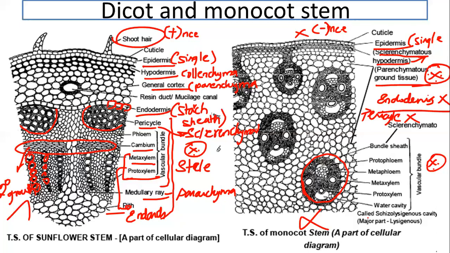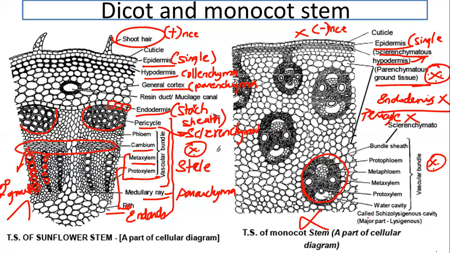All tissues except epidermis will be present within the endodermis. What are those tissues? Vascular bundle as well as pericycle, right? In monocot there is no endodermis, so it is all scattered. When we talk about vascular bundle, dicot has an endarch vascular bundle, and monocot also has an endarch vascular bundle. But the vascular bundles in monocot are closed, whereas in dicot they are open, with cambium, and here you can see without cambium.